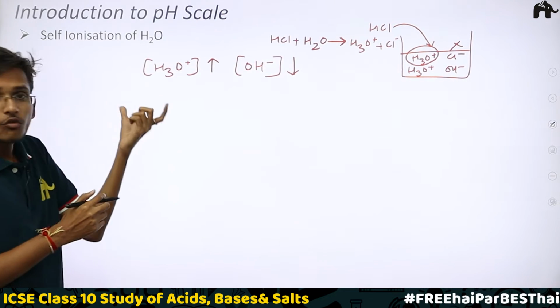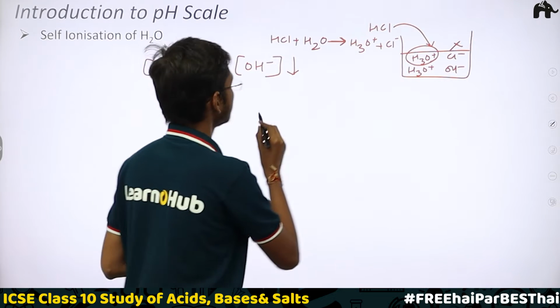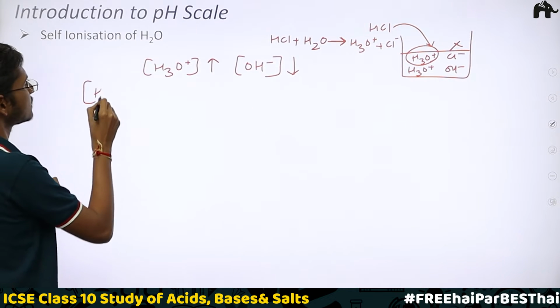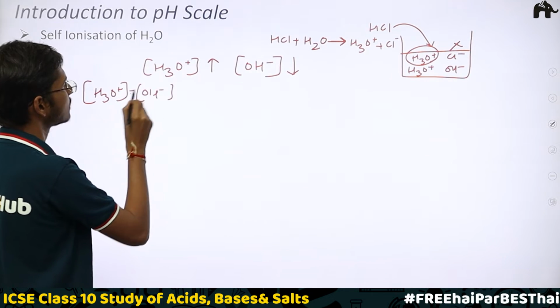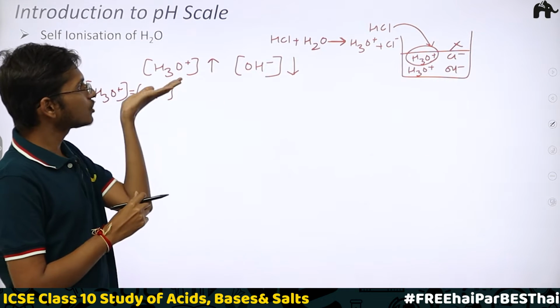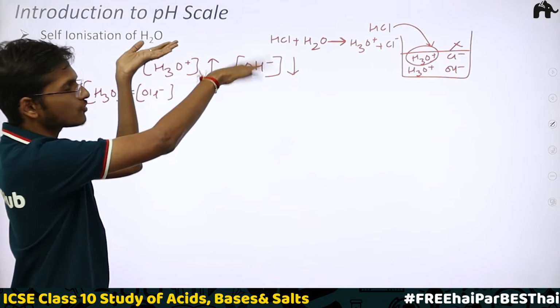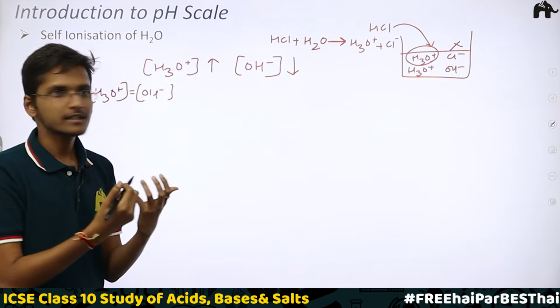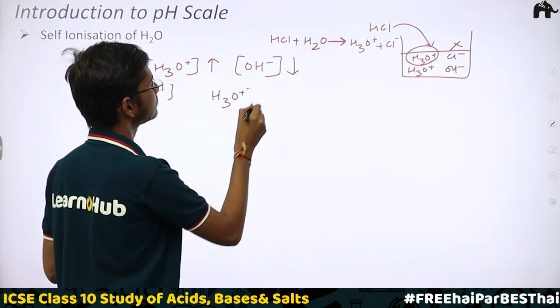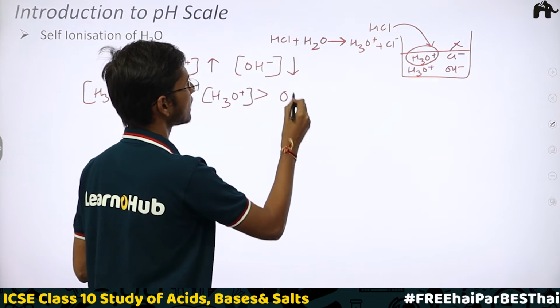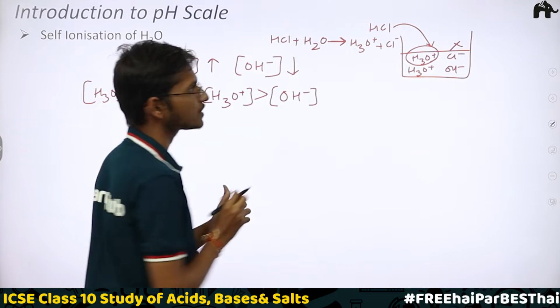Okay, now what would happen? See, initially the hydronium ions concentration and hydroxyl ions concentration were the same before the acid was added. Now the hydronium ions concentration has increased, hydroxyl ions concentration has decreased. So you can clearly say that now hydronium ions concentration has become greater as compared to hydroxyl ions concentration, right?